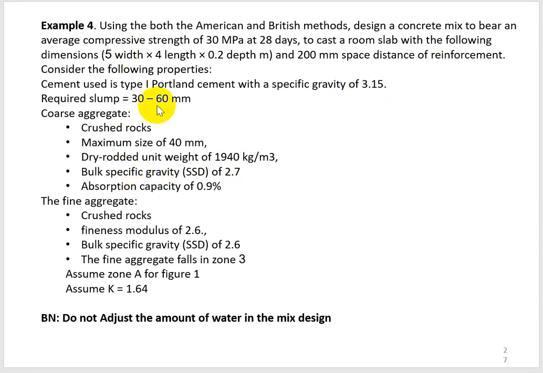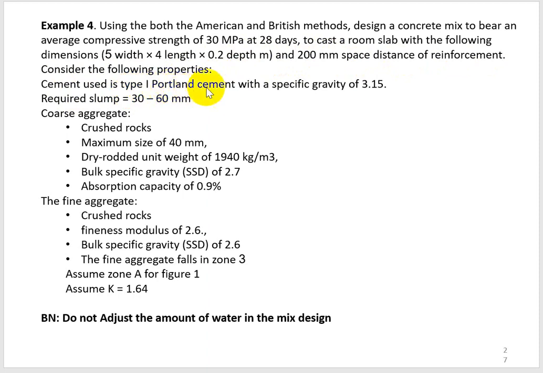فلو تلاحظون المعطيات مثل باقي المعطيات الموجودة بباقي الأسئلة، using both the American and British method design a concrete mix to bear an average compressive strength of 30 megapascal at 28 days to cast a room slab with the following dimension, the same dimension as we have in the previous examples. Also we have one of the quizzes that has the same dimensions, and 200 millimeter space distance of reinforcement, and consider the following properties.